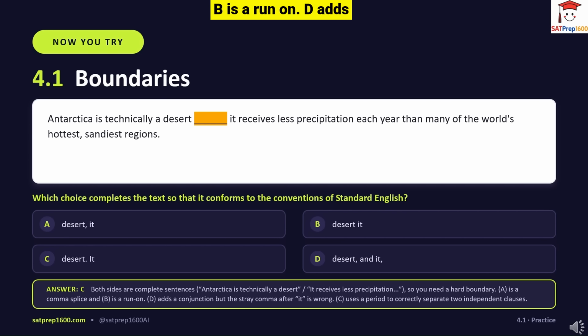D. Adds a conjunction, but the stray comma after it is wrong. C. Uses a period to correctly separate two independent clauses.